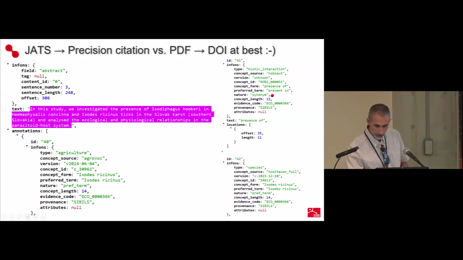You see, we can do the same with Robbie, we can do the same with Echo, or we can do that with any database. This is NCBI taxonomy, and it is extremely precise, which is very difficult to achieve with PDF.